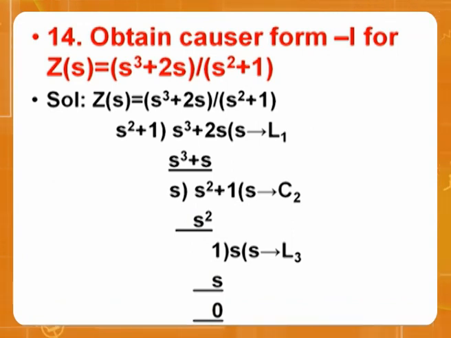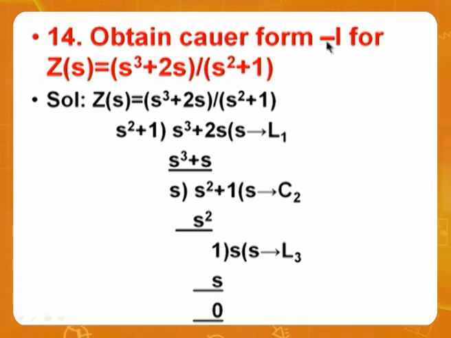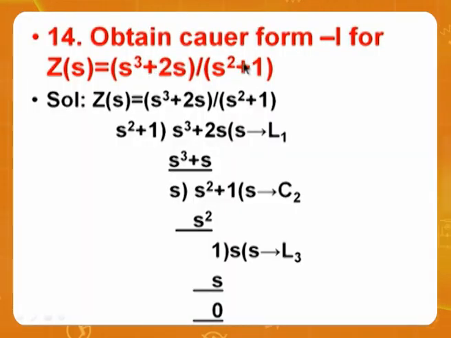Now I am turning myself to Cauer forms. Obtain Cauer form 1 for z of s, (s cube plus 2s) by (s square plus 1). Please understand, first form is factorial form, by factors, whereas Cauer form is by polynomial. That's why the factors I have converted into polynomials. This is also called continued fraction expansion. This fraction is continuously divided.